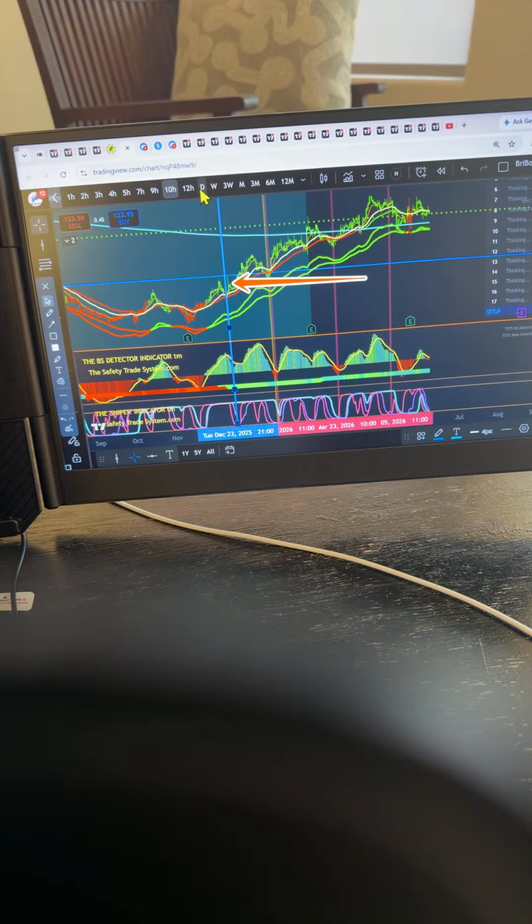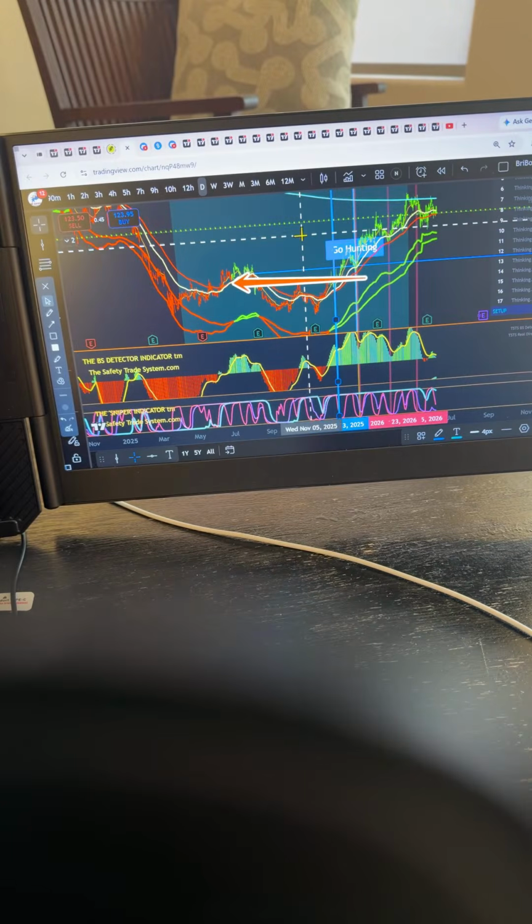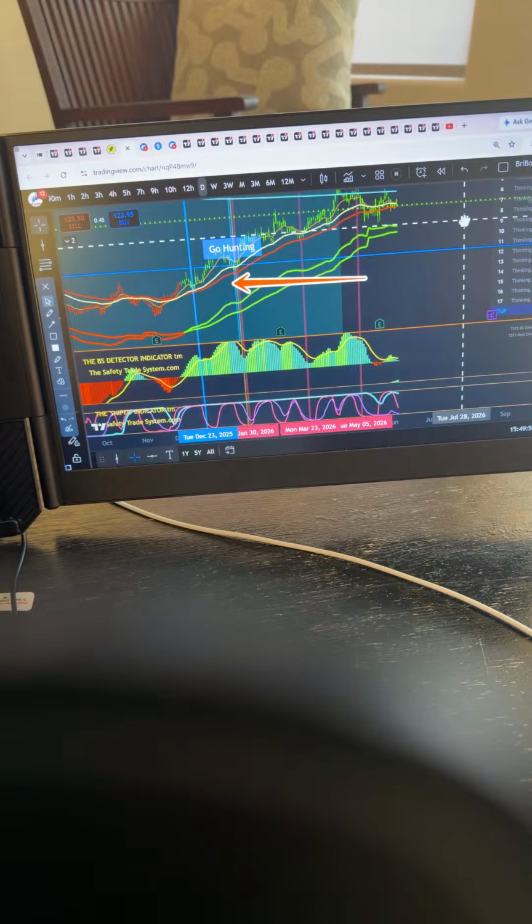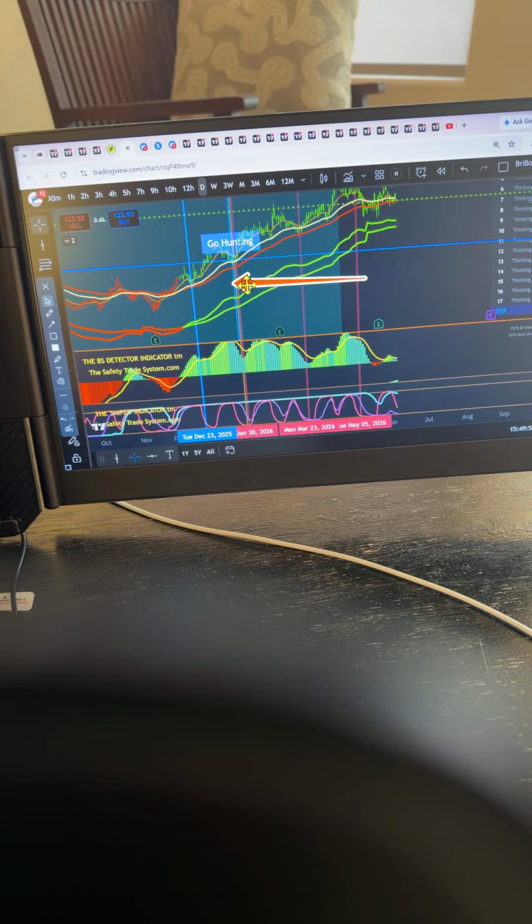Now let's see what it looks like on daily. Yeah, there we go. So riddle me this, Batman. There you go. This is the go hunting trade, pink. This is the first time it didn't dip underneath. It would have caught it on the faster 10-hour. I should put the 5-hour up there too.